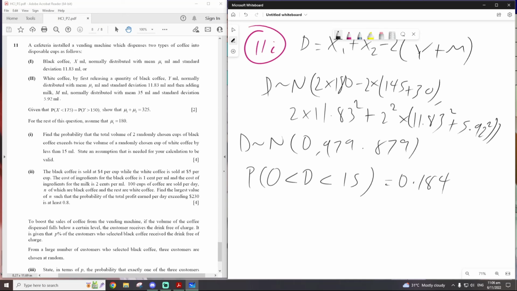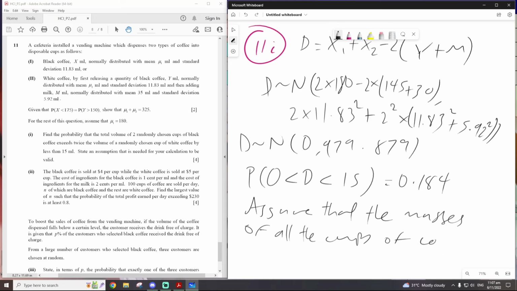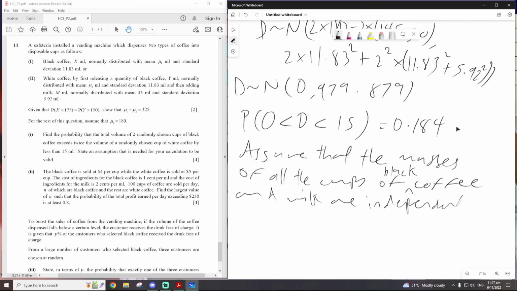And what is the assumption? This one is also quite standard. Assume that the masses of all the cups of black coffee and milk are independent. Yes, they are all independent. That is the assumption here.